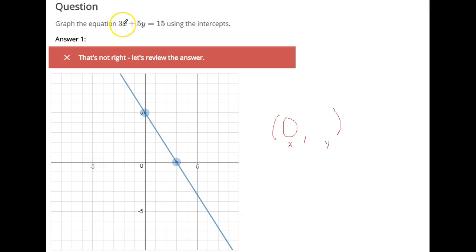value. So if you plug a 0 in here for x, 3 times 0 is 0. So you're just left with 5y = 15. Divide both sides by 5, and y has to be 3. So that unknown y value when x is 0 is 3.